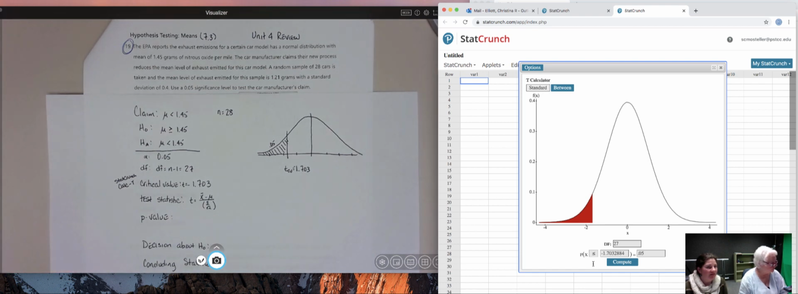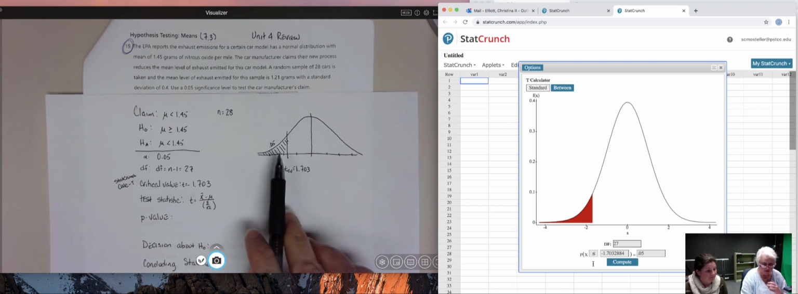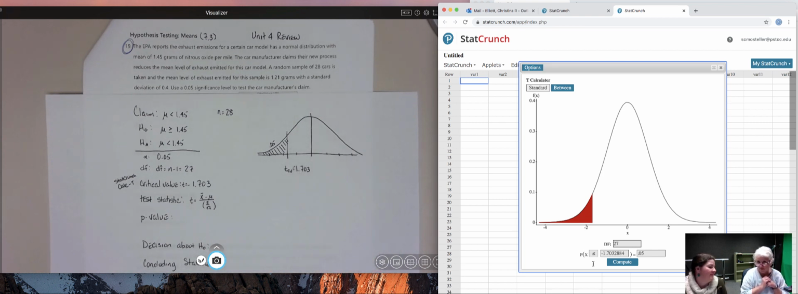Good. So now we need to find our test statistic and our p-value so that we can make our decision about the null hypothesis. Right, because the question is, did the test statistic for our sample land in the shaded region or outside of the shaded region?